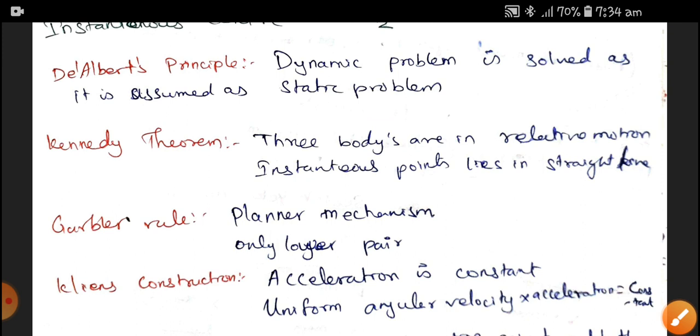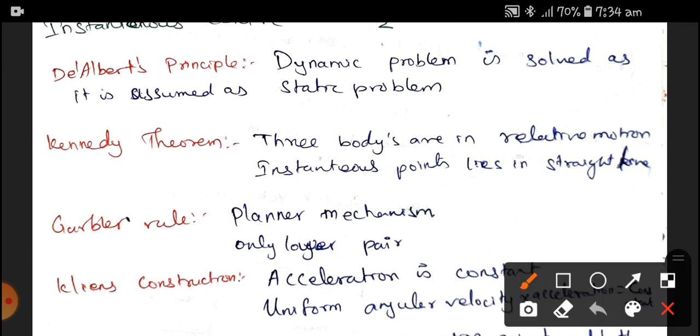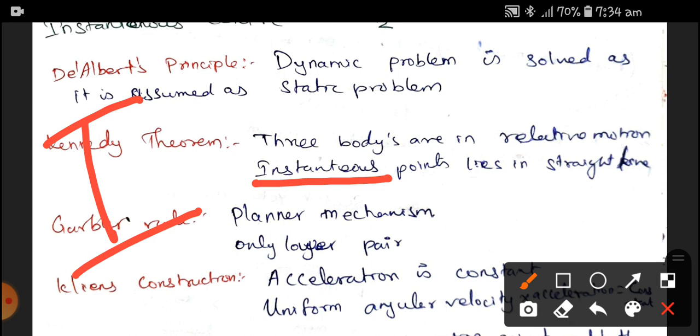Next one is the Kennedy theorem. It is very, very important. You can remember this theorem by means of a story: Kennedy loves ice cream. What is it? I stands for instantaneous center. Here I would like to explain three things. One, I denotes instantaneous center, and in the capital I, we have three lines, 1, 2, 3. So three bodies, we can say.